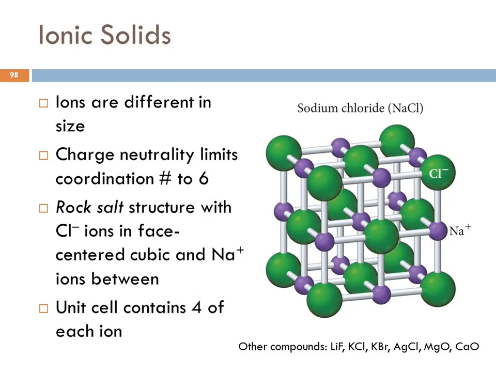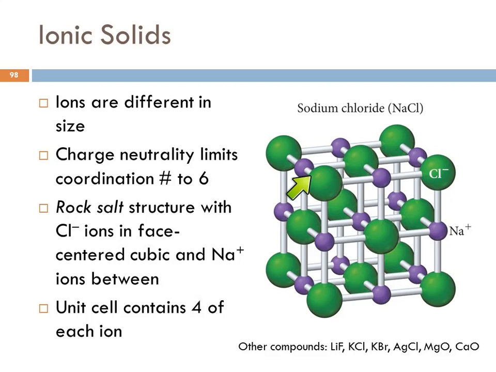When the ions are different sizes, like in sodium chloride, the fact that we need charge neutrality is going to limit the ratio. We have to have 1 sodium for every chloride ion. And so that limits the coordination number to 6. You can't get a coordination number of 8. So this is going to be face-centered cubic with the chlorine.